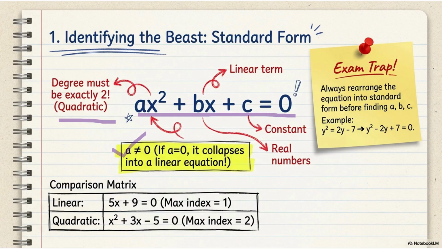Exam trap. Always rearrange the equation into standard form before finding a, b, c. Example, y squared is equal to 2y minus 7, so y squared minus 2y plus 7 is equal to 0. Comparison. Linear, 5x plus 9 is equal to 0, max index is equal to 1. Quadratic, x squared plus 3x minus 5 is equal to 0, max index is equal to 2.